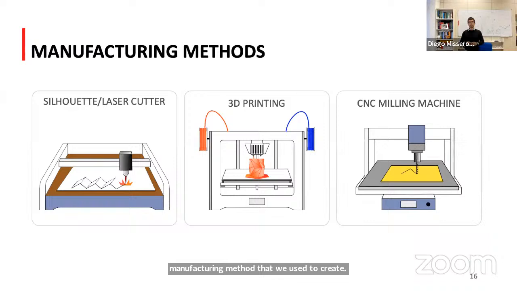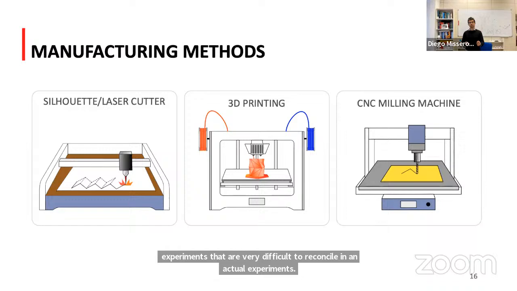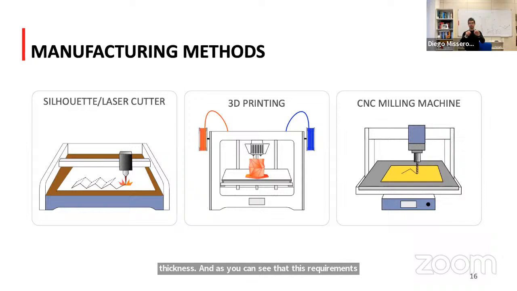So now I will concentrate on the boundary conditions that have to be imposed during the test and on the manufacturing method that we used to create the tessellation. So let's start with the manufacturing method. Usually the theoretical formulas describing the mechanics of origami structures are derived under the assumption of two opposite requirements that are very difficult to reconcile in an actual experiment. These hypotheses are rigid panels, but with zero thickness. As you can see, these requirements are quite strong. Imagine a panel with zero thickness that has to be very stiff. So it's very complicated.